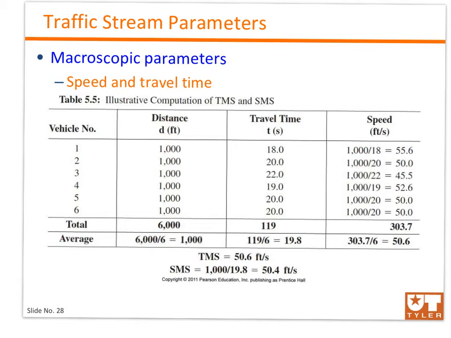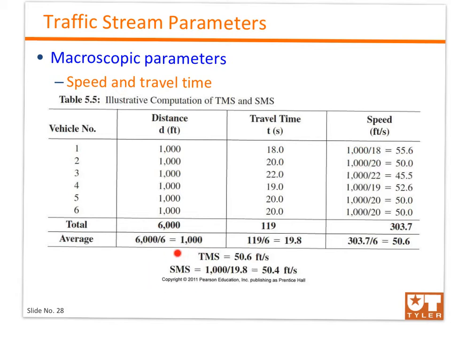When it comes to the speed, we can lump sum all the speeds from 55.6 all the way to 50, divide them by 6, and that gives you the overall average speed, which is 50.6. This is the time mean speed. Time mean speed is 50.6. Why? Because as we said, we are not interested in distances here. I'm just interested in lump summing all the individual speeds and dividing them by their number, and that's it. This is time mean speed.